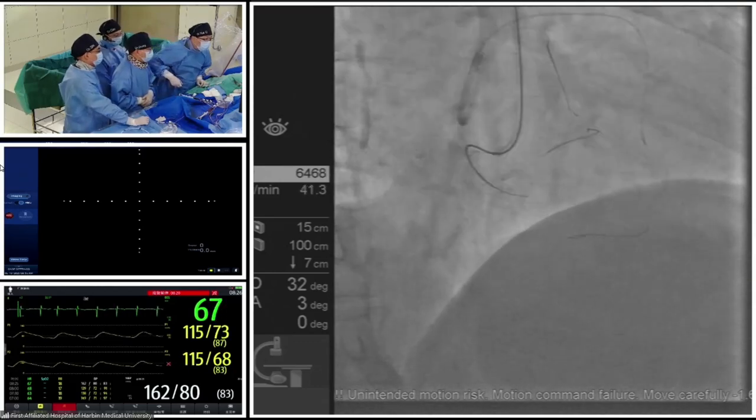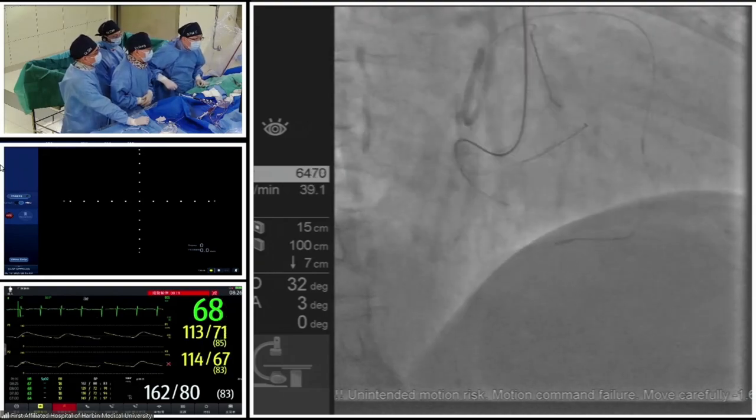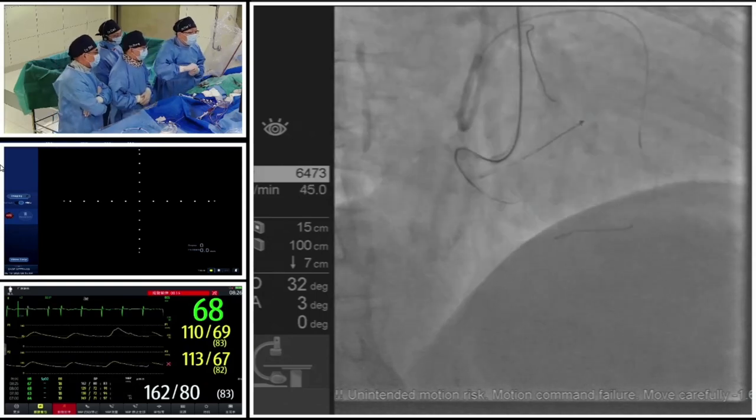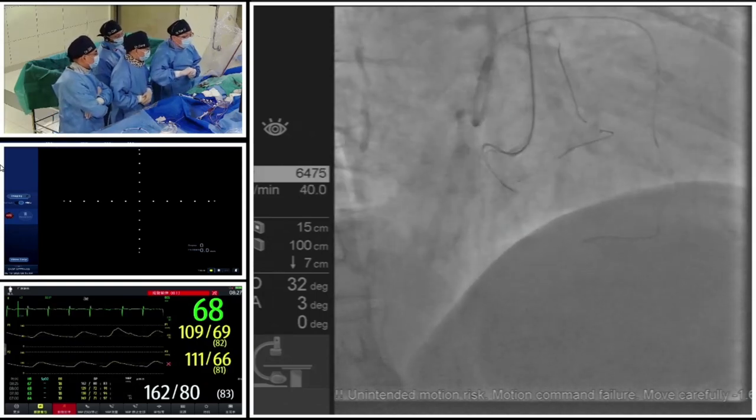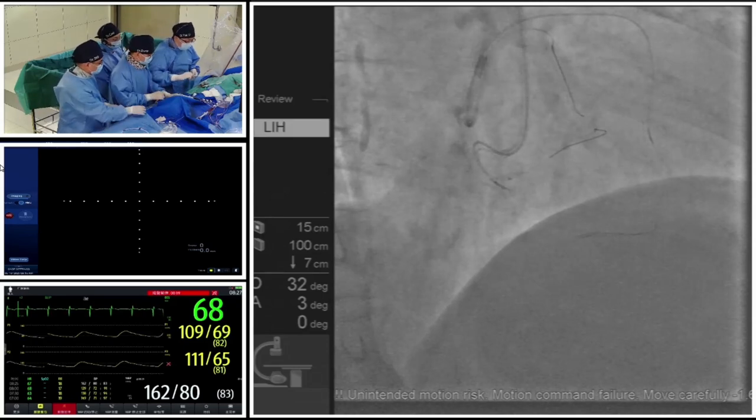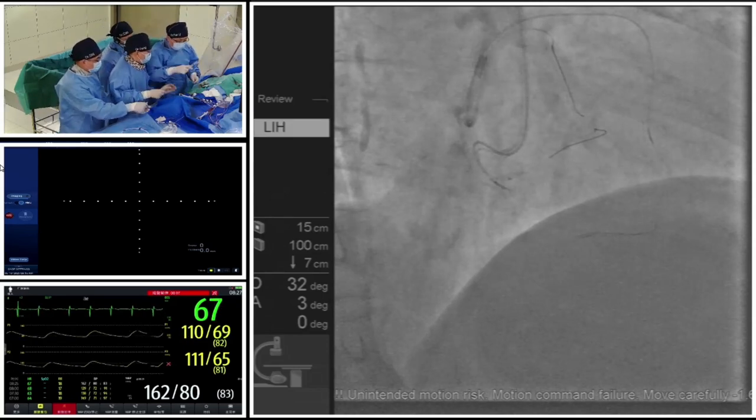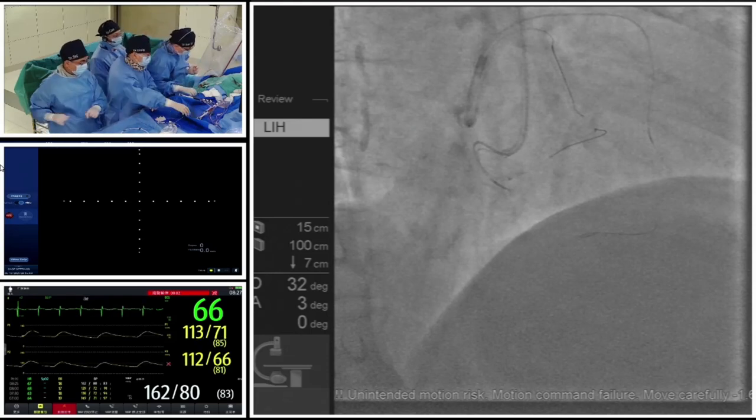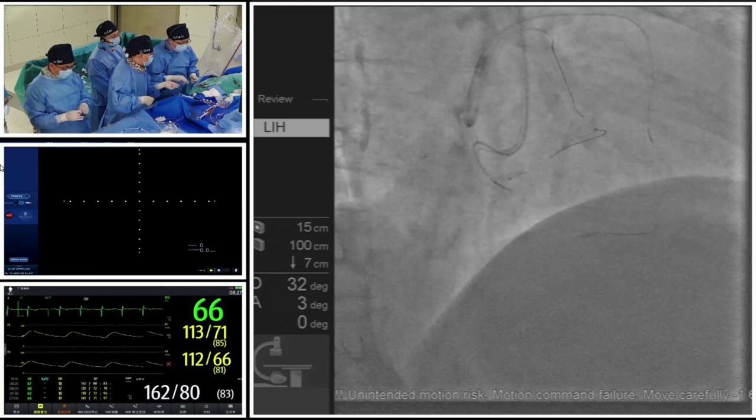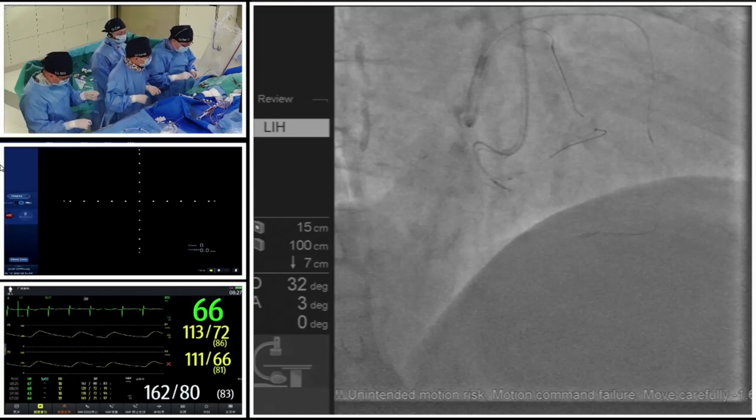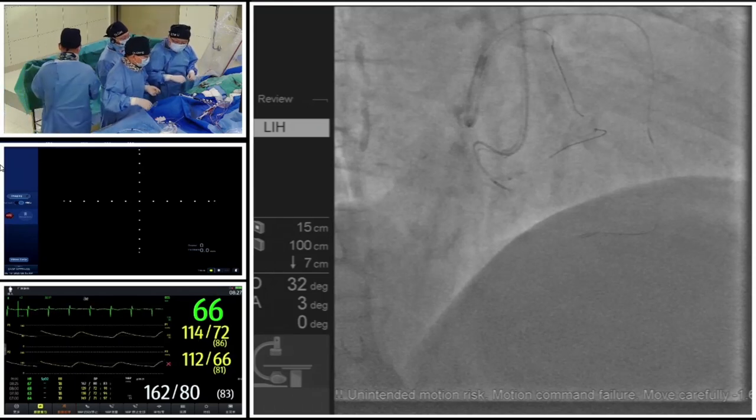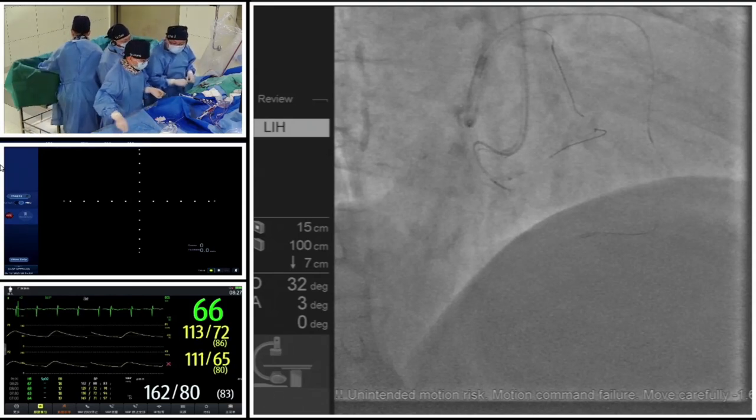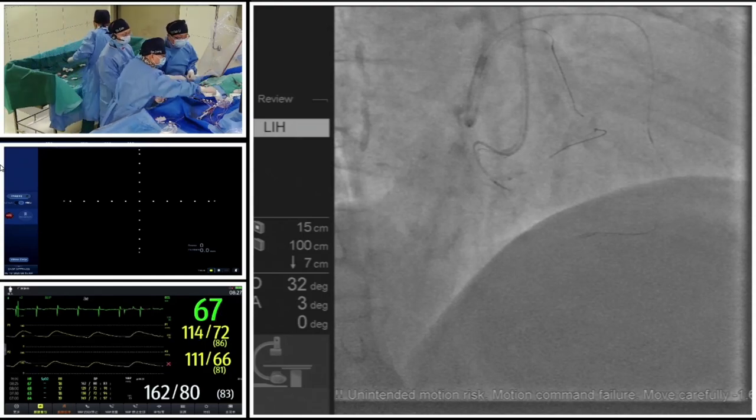So, we will advance a little bit to the co-CR. Okay, advance a little bit. Yes, we made some progress. I'd like to do the escalation with a relatively soft wire, and I use Fielder STA because the route is very tortuous. I noticed that you inflated the balloon in the side branch to increase the support, just like we just talked about.